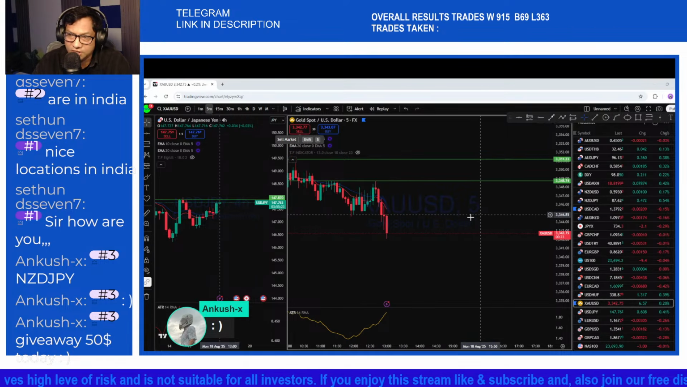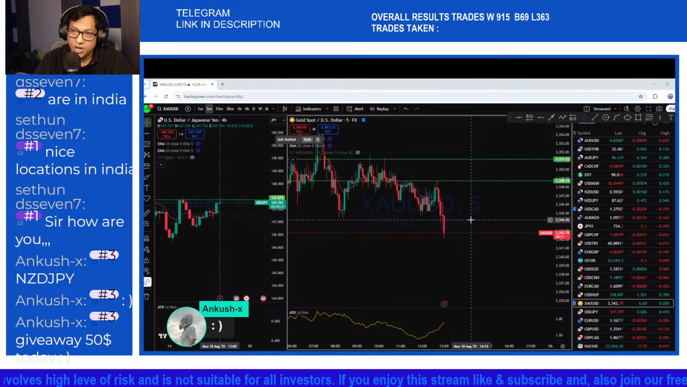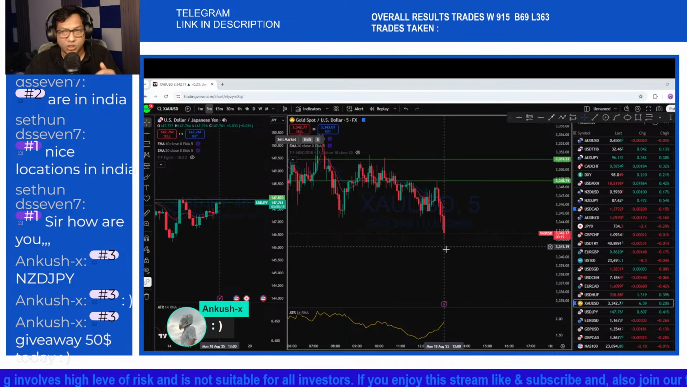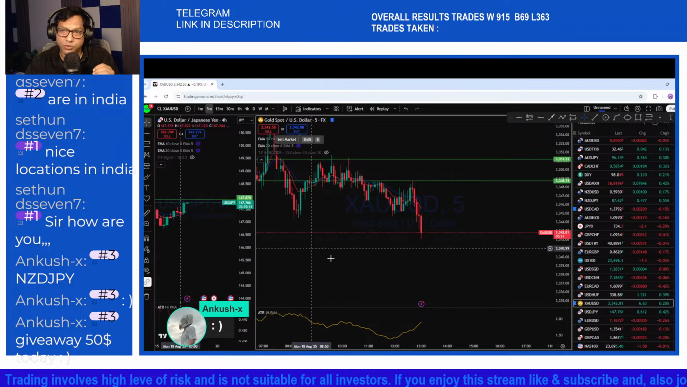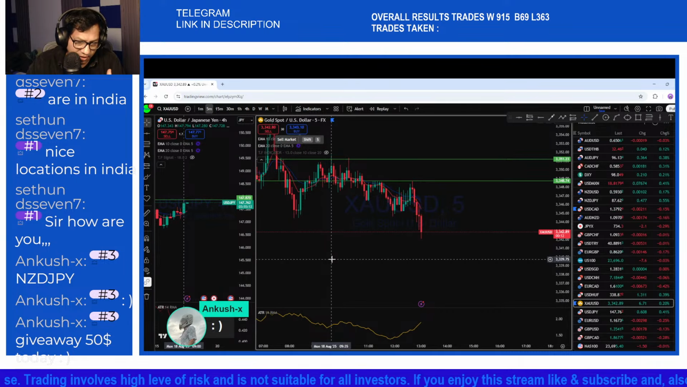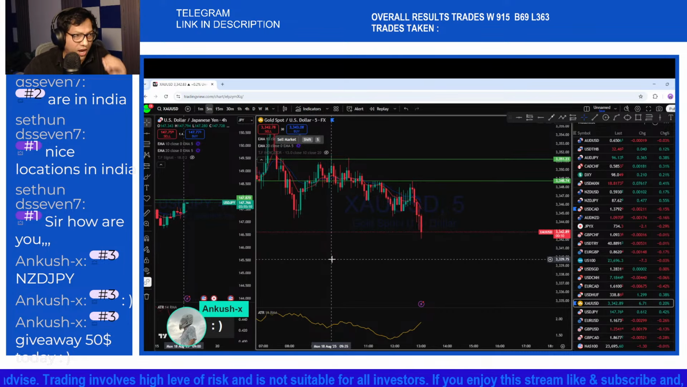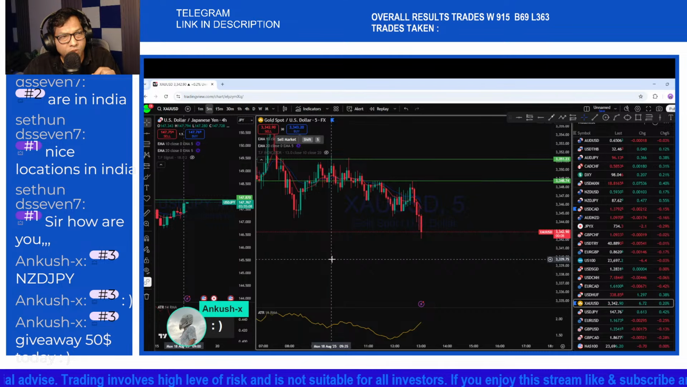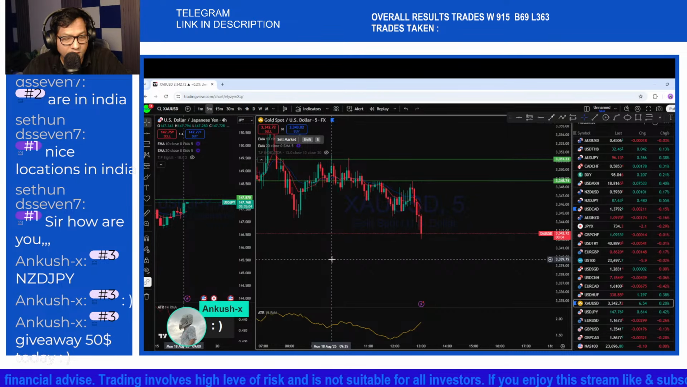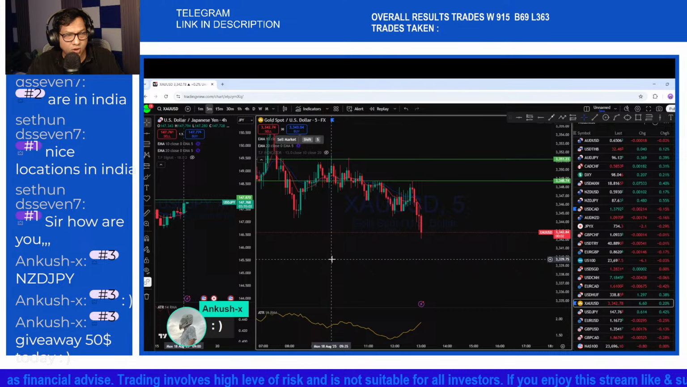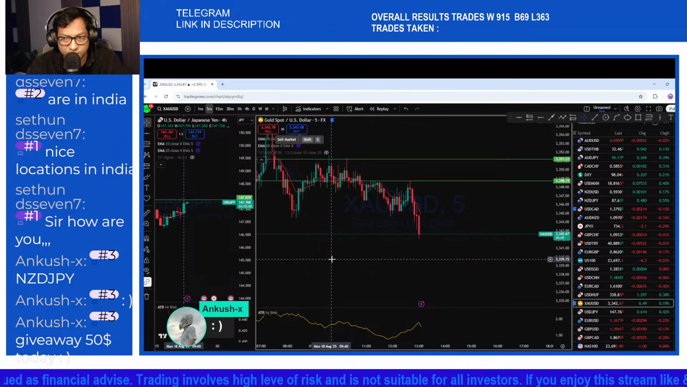Okay, so it's still pushing back below, and we are not entering from the lower low. As you know, all the trades that I open are from the breakout structure. There is a very old saying: buy from higher high, sell from lower low. In my strategy, I buy from a local breakdown and sell from a local breakout.